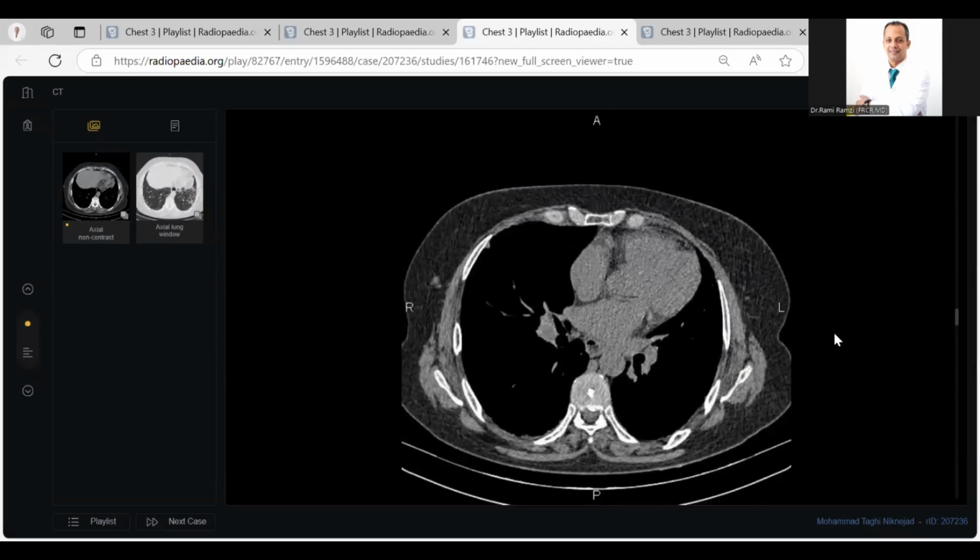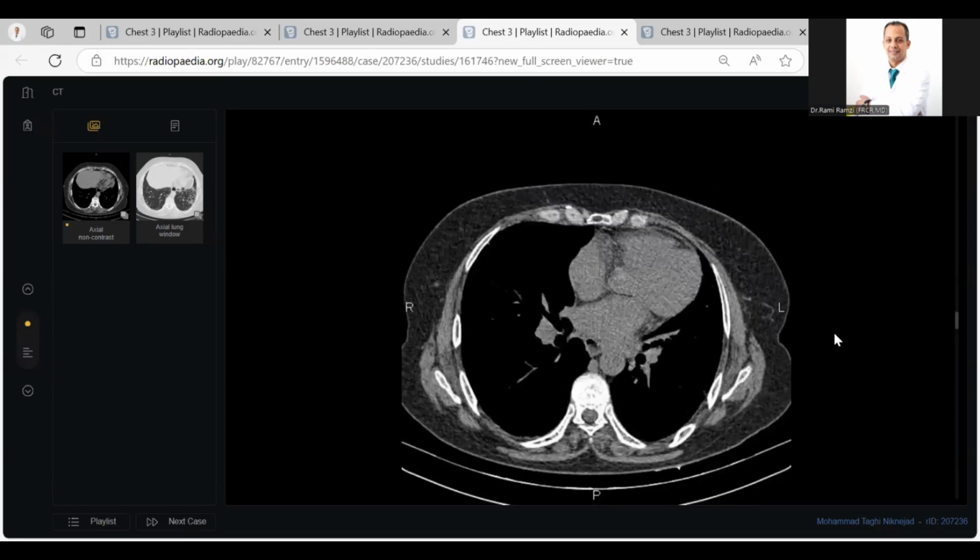There are no calcified pleural plaques. The bones appear normal, so this is likely due to scleroderma. So I will immediately inform my findings to the referring physician and refer this patient to the rheumatology MDT for further management.